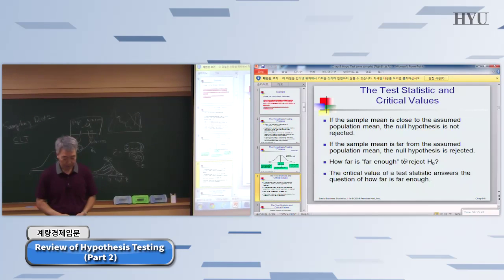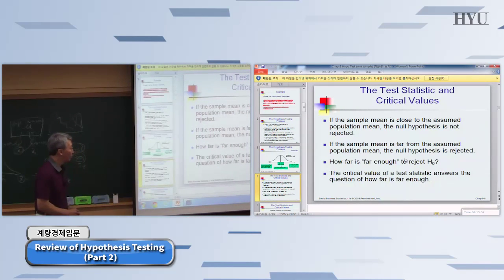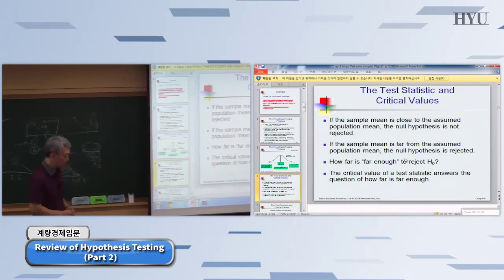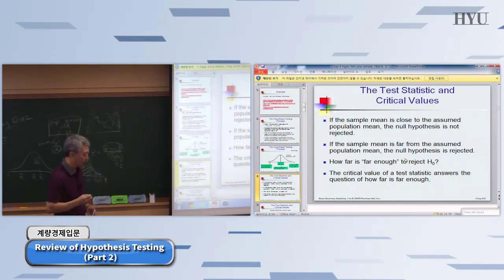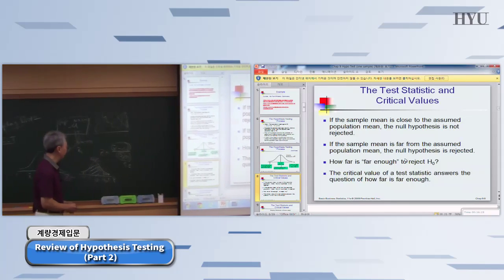Okay, so what can we do? Well, practically, if your sample mean is close to the assumed population mean, and the assumed population mean is what the null hypothesis claims, then you have no reason to reject the null hypothesis. You cannot reject it. If the sample mean is far from the assumed population mean, then you'll probably have to reject the null hypothesis.